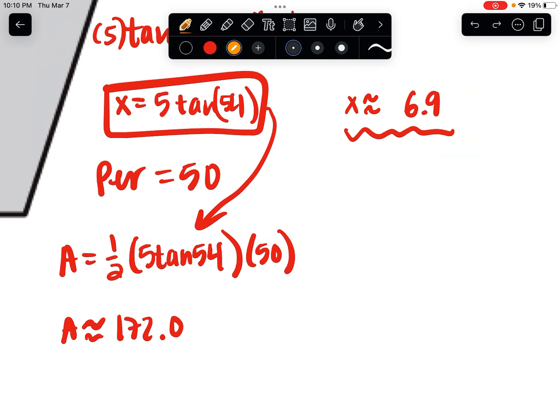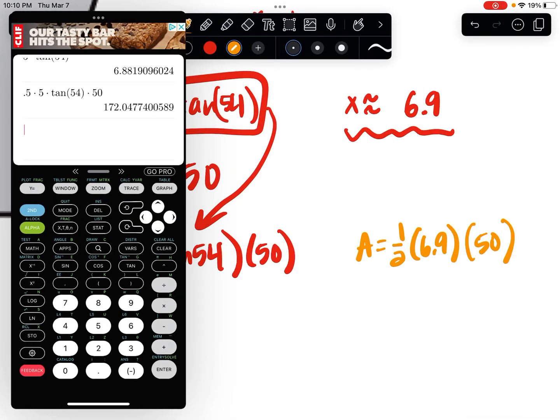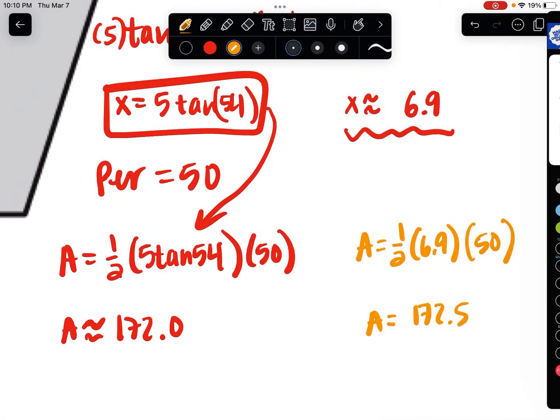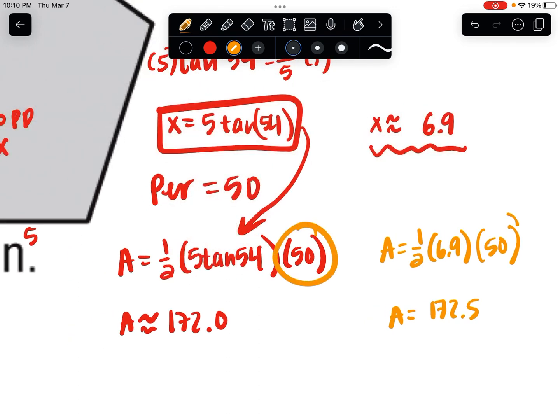If I use this as our apothem, our answer is slightly different. So I'm going to do this in a different color. Area would then be equal to 1/2 times the apothem of 6.9, the approximation of it, and 50. If we do this in our calculator, we get 0.5 times 6.9 times 50, and we get 172.5. Now, I know it seems like a small difference between these two answers, but the bigger these numbers get, the further away these answers will be, especially if you round to a different decimal. Where you round is going to be very, very important in these problems.